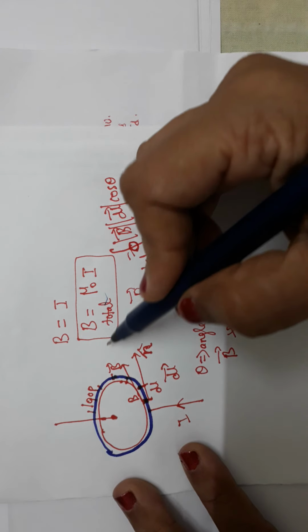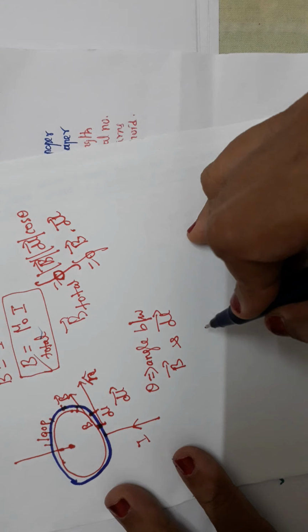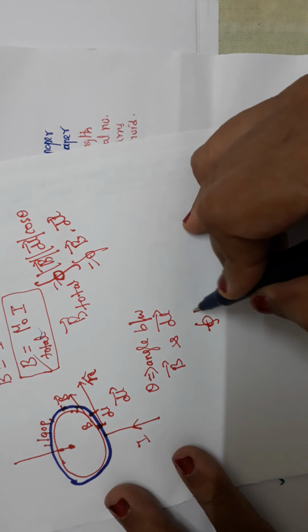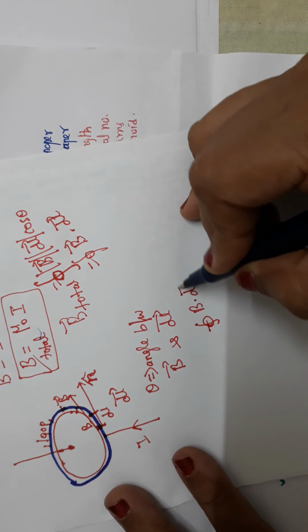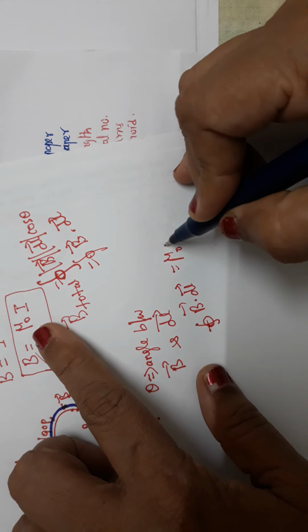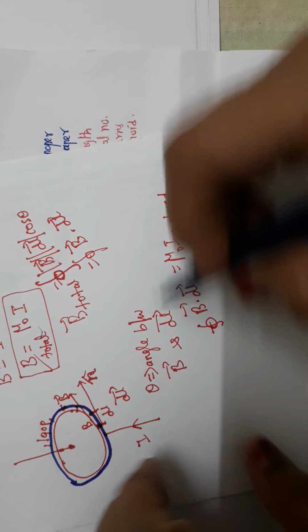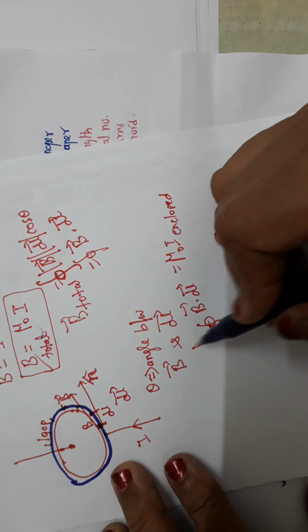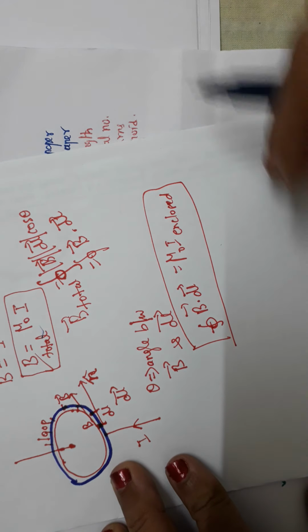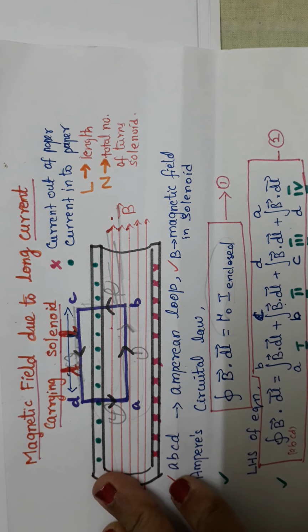Now if you substitute here, what do you get? Closed integral B vector dot dl vector is equal to, what is on the right hand side? Mu naught I enclosed, right? The current enclosed here, I am representing it as I. So this is the expression for Ampere's circuital law. While learning about the solenoid, you know that a solenoid is a helical coil, right?